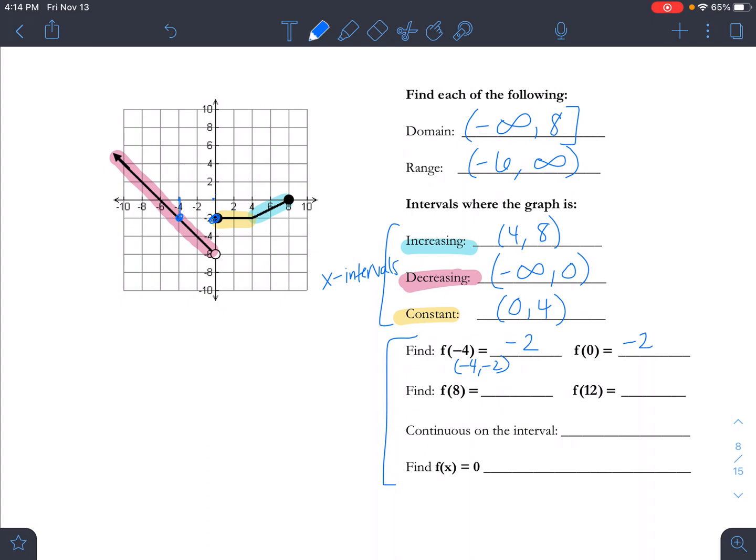How about f of 8? I go over to 8, I scan up and down, I'm at y equals 0. F of 12 is way over here, it's not even in our domain, so no solution, or there's no value at 12 that we know of.